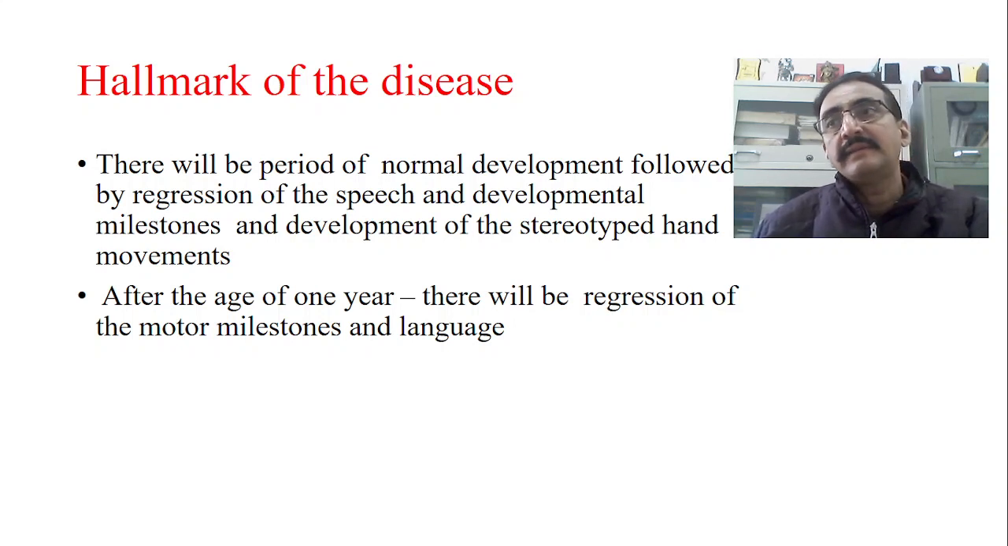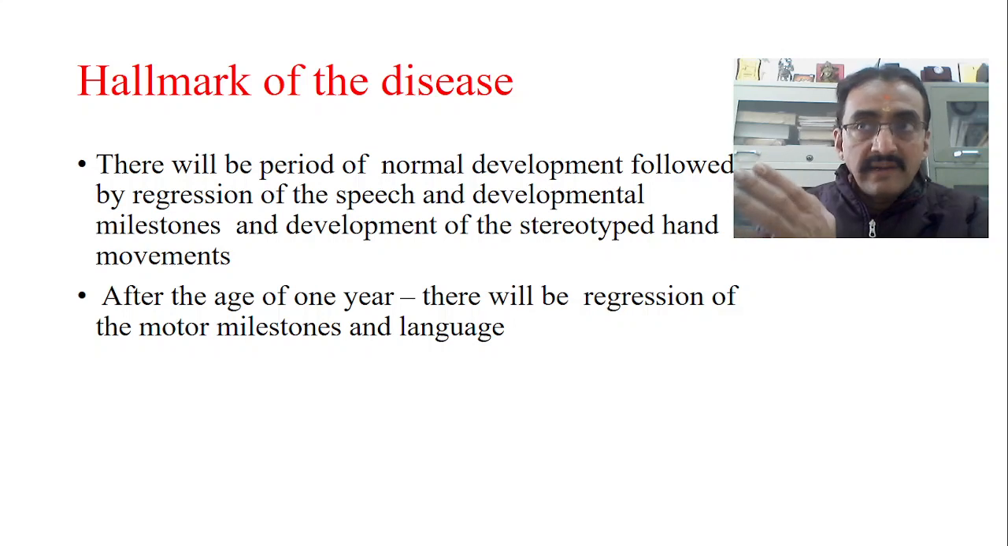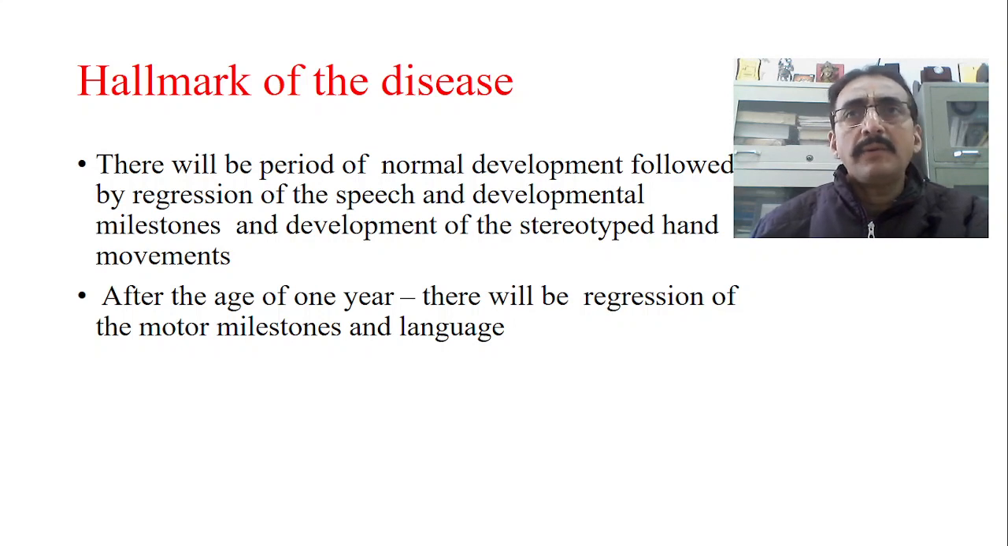But what actually happens in Rett syndrome is that there will be a period of normal development. If you ask the mother, she says that for the first 1 year almost he is absolutely fine and he attained all developmental milestones including social and language. So there will be a period of normal developmental milestones, and thereafter, maybe after 6 months or maybe after 1 year, the mother notices that there is regression of the developmental milestones which were already achieved. Already achieved developmental milestones now start falling down. So there is a regression of speech and developmental milestones.